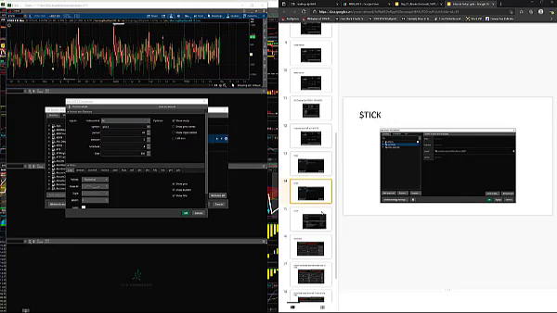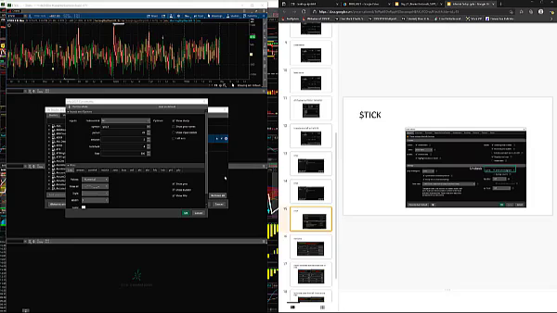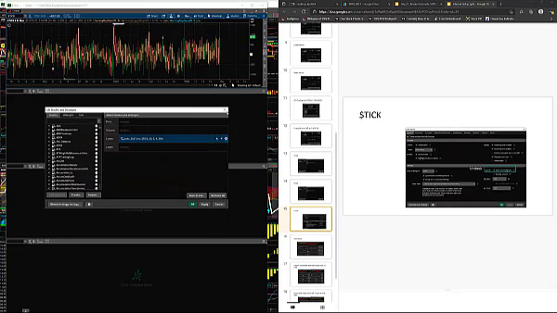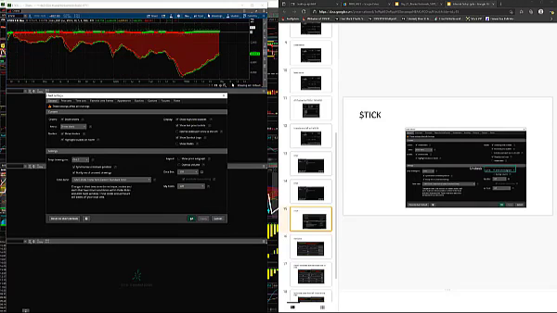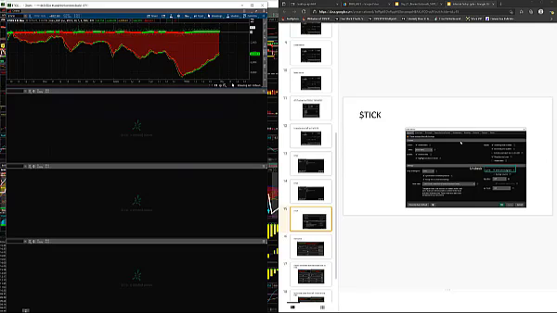What do I need to do here? I forgot how to do this. Show price plot under general. I think that's right. Oh, there you go. Okay, so there is some information in that that helped. Okay, so that's the ticks.